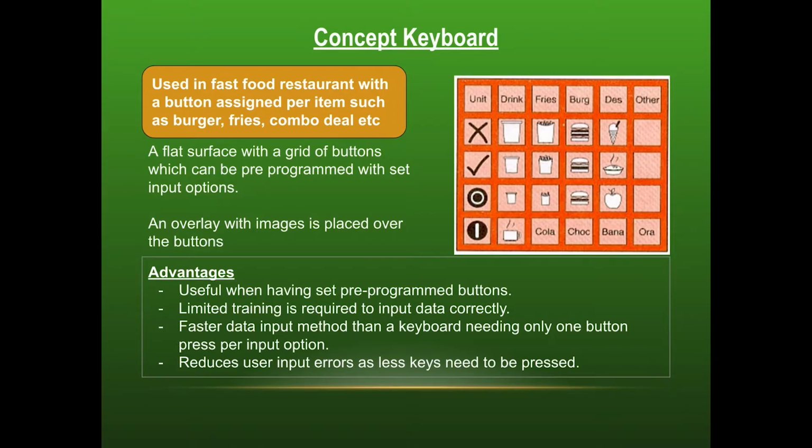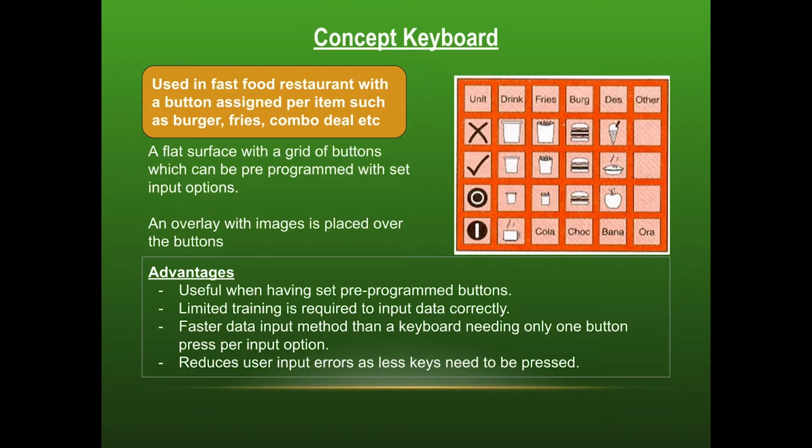Having these pre-programmed buttons is useful because it means limited training is required. If we think about the keyboard, one of the advantages was that it was fast when you are trained to use it. A concept keyboard doesn't require a lot of training because you just need to select the icons that are available. It also makes it really fast. Instead of typing out the word burger or big whopper or something like that, you can just press the button, and then the options are going to be available for you very quickly.